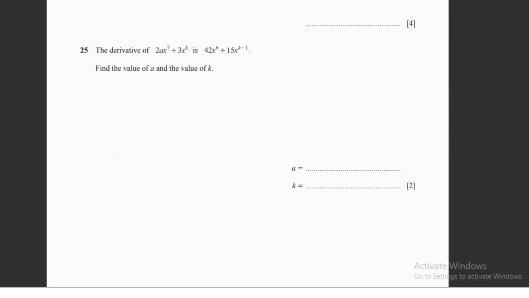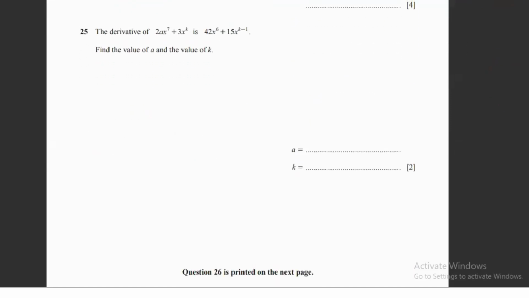Let's move on to the next question, which is question 25. Question 25 is a derivative related question, or a question related to differentiation. So when we have a question related to differentiation, now you need to find the derivative. The derivative of this is given to us already. You're supposed to find what a and k is.